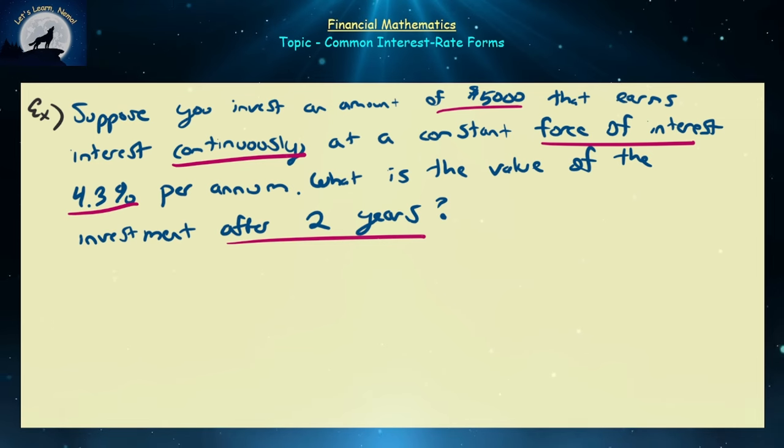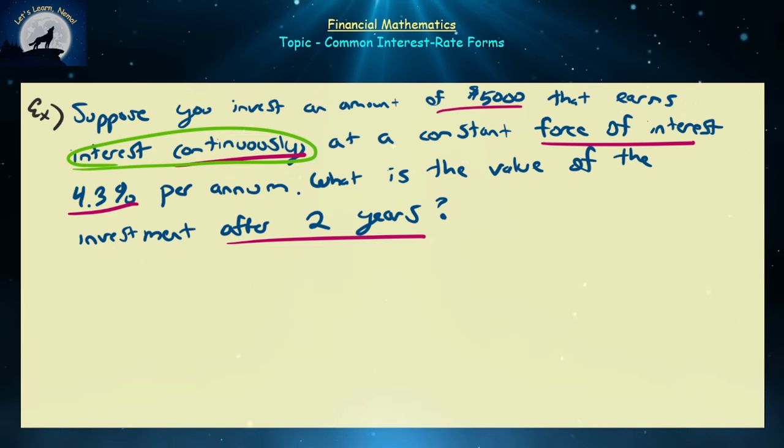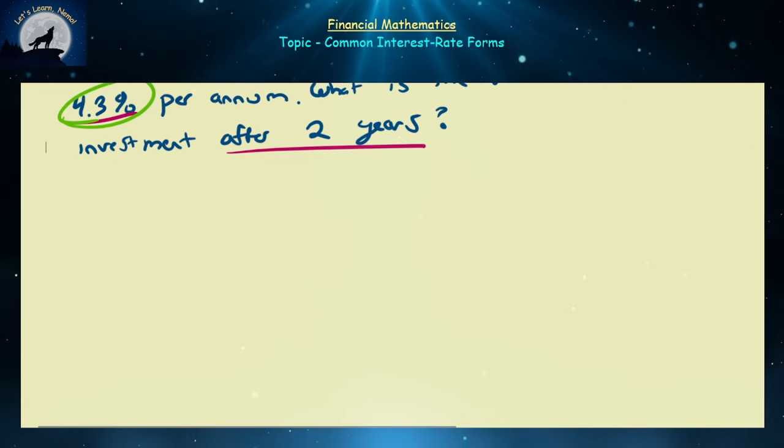A couple of things are very useful to notice here. Notice that we're accumulating interest continuously, but we don't have the annual interest rate given to us. If we did, we would have to compound that continuously, take the limit as n goes to infinity, and get our e to the rt structure. But notice that we are given a constant, that is, not a variable, force of interest rate of 4.3%. So that already has the continuous compounding taken into account for us. So what is the value of the investment after 2 years? How would we do that?